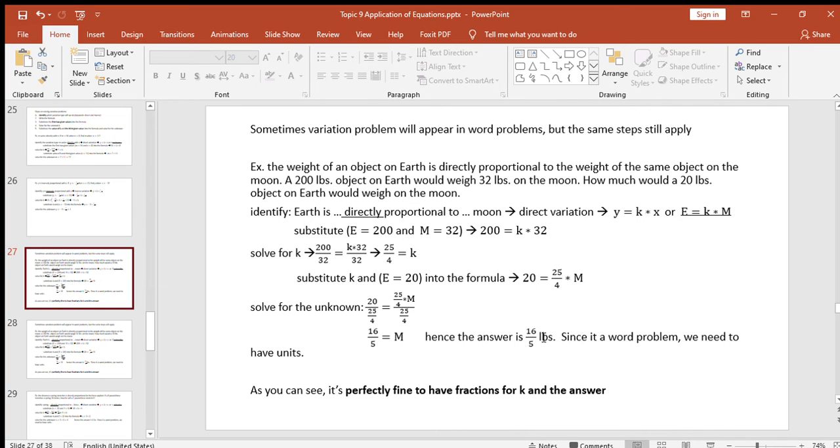Again, word problems equal units required. We cannot just say 16 over 5, we need to say what kind of 16 over 5 it is. And again, as you can see, it's perfectly fine to have fractions as your answers. You don't need to change that to mixed numbers or decimals, but I do want you guys to change that to lowest terms if possible. Now let's move on.